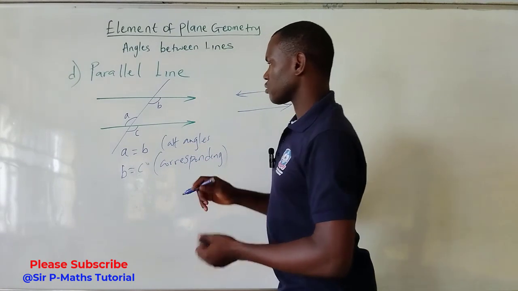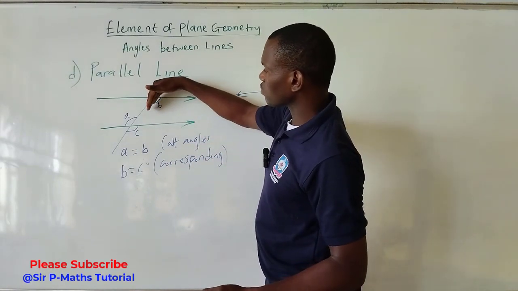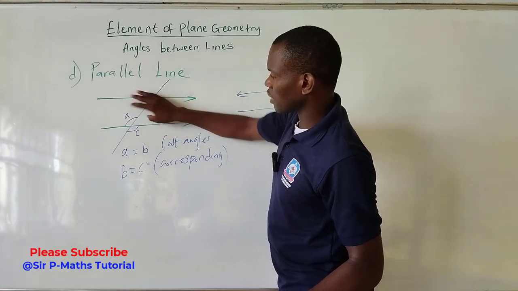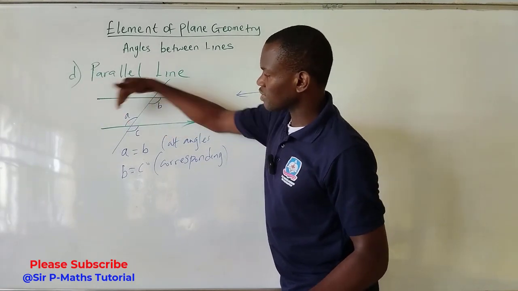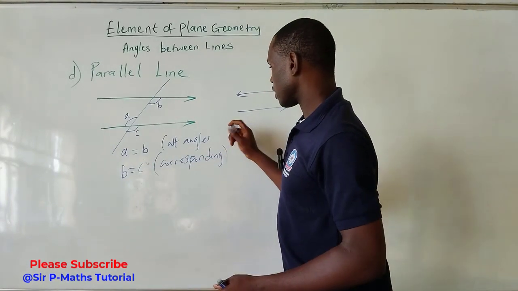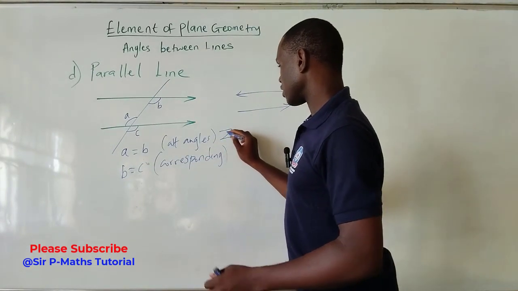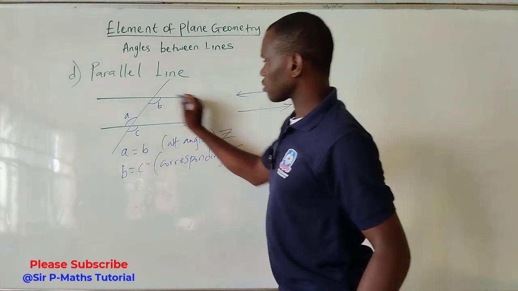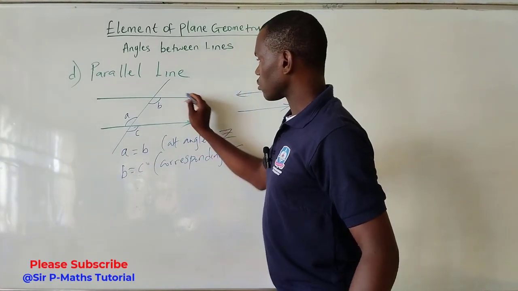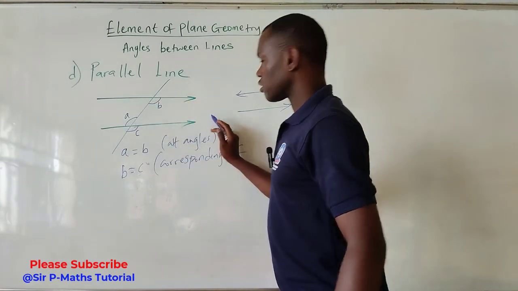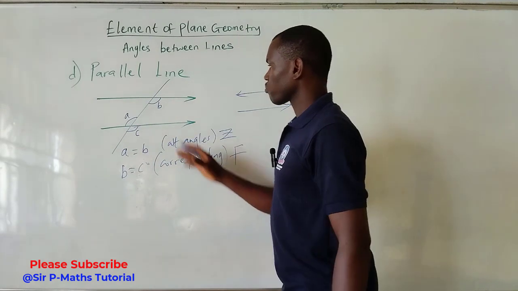But alternate angles are formed inside. This is inside the parallel lines, but on the alternate sides of the transversal. We call the alternate angle a Z angle. What we call this one is an F angle. Look at this, it looks like an F. But for the Z angle, look at this. It looks like a Z, all right?